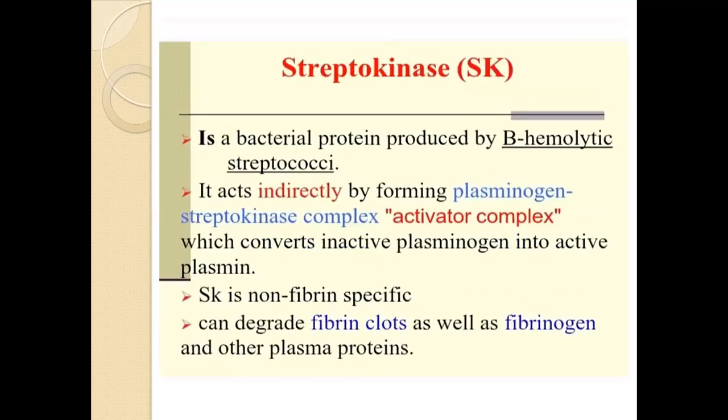So, streptokinase. It is a bacterial protein produced by beta-hemolytic streptococci. It acts immediately by forming a plasminogen-streptokinase complex. It is an activator complex which converts inactive plasminogen into active plasmin. Streptokinase is non-fibrin specific, and it can degrade fibrin clot as well as fibrinogen and other plasma proteins.